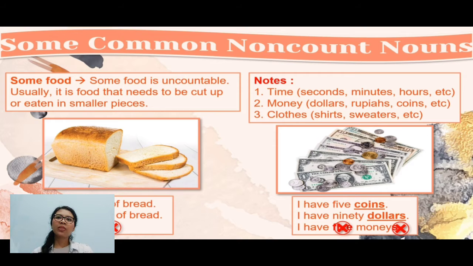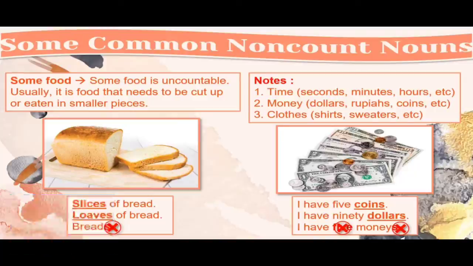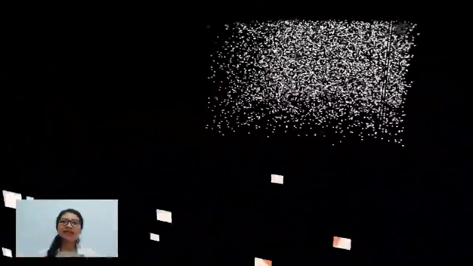Alright, so the noun money is uncountable, and the nouns like time, money, clothes. The seconds, minutes, hours, you can count them. Like seconds, minutes, hours, you can count dollars, rupiahs, coins, you can count shirts, sweaters, etc. But you cannot count time, money, and clothes. And then another example.